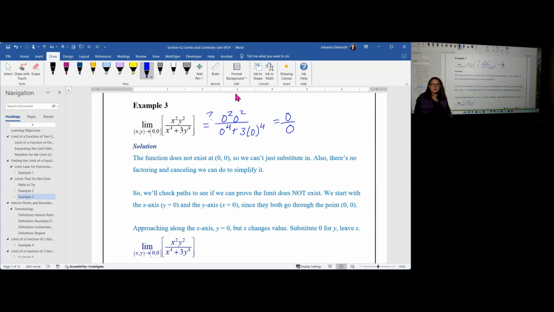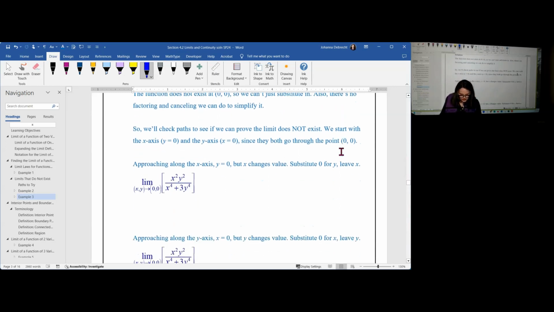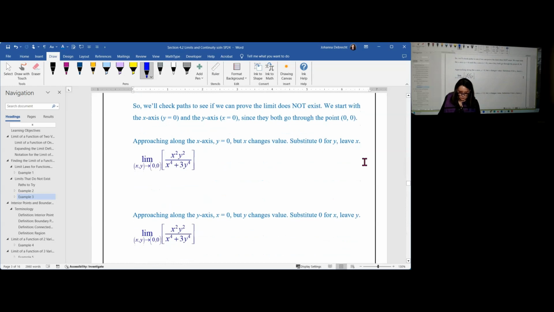All of those functions go through the origin. Choose whichever 2 you like, and let's see what value we get for the limit when we take a different path to get from arbitrary xy to the ordered pair 0, 0. In this case, we're going to start with the x-axis and the y-axis since they're usually the easiest. The x-axis is y equals 0. The y-axis is x equals 0.